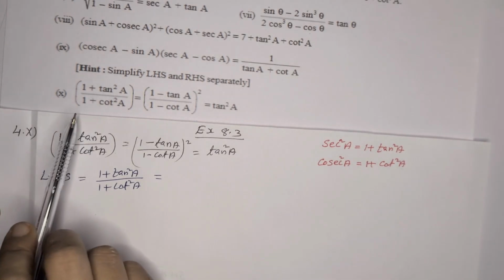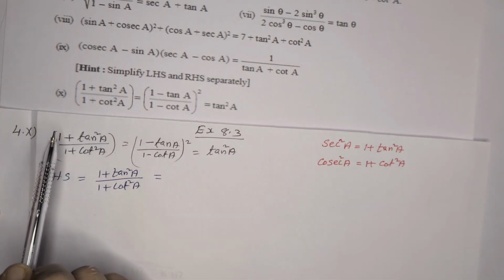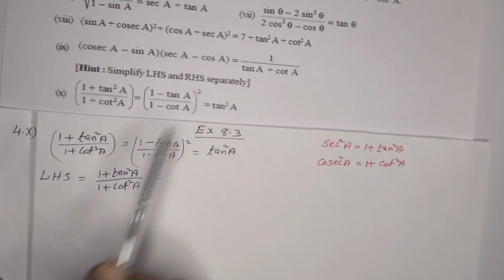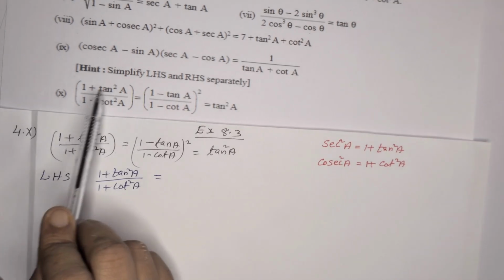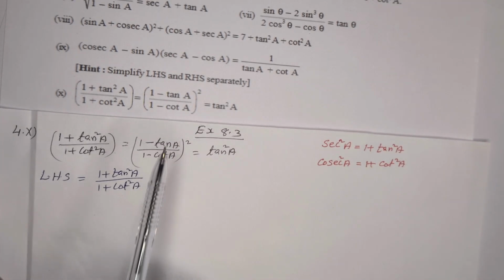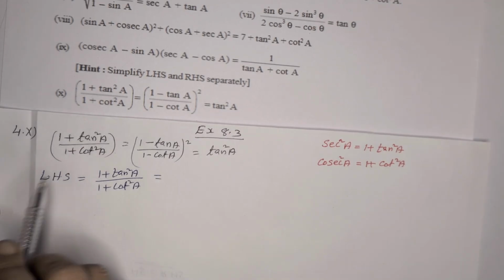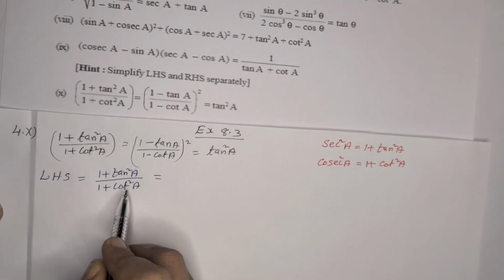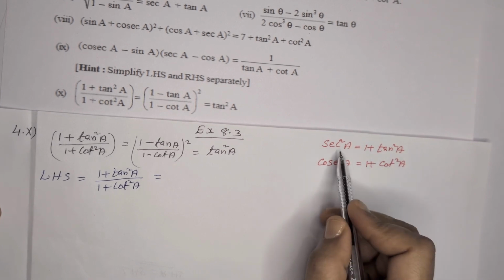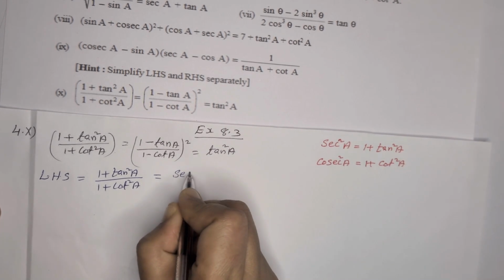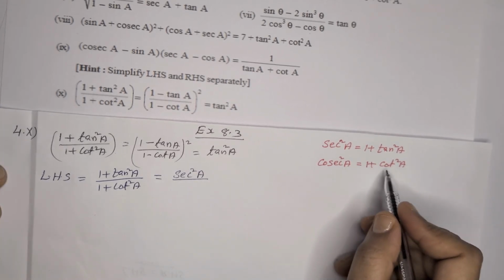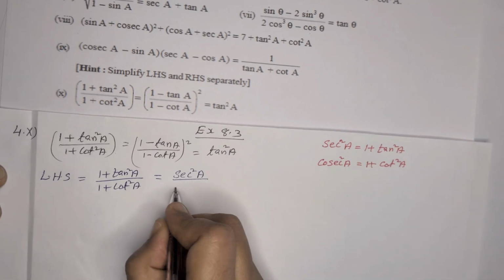Now 10th question, 1 plus tan square A by 1 plus cot square A is equal to 1 minus tan A by 1 minus cot A the whole square is equal to tan square A. First we are going to prove the first one is equal to tan square A, and then the second term is equal to tan square A. So LHS is equal to 1 plus tan square A by 1 plus cot square A. By using the identity, 1 plus tan square A means sec square A. So we can rewrite that as sec square A, and in the same way, in place of 1 plus cot square A we can write cosec square A.